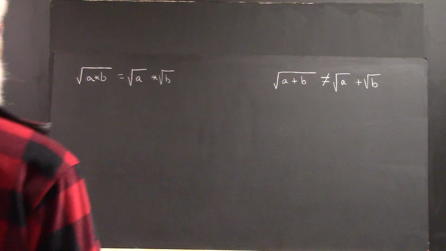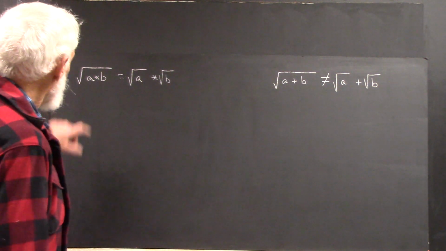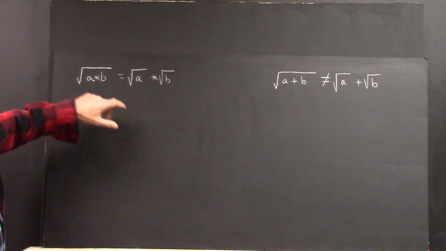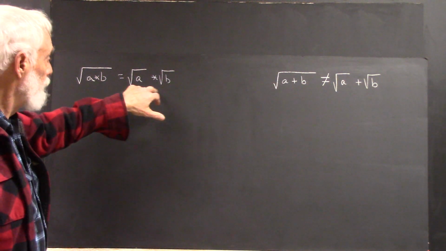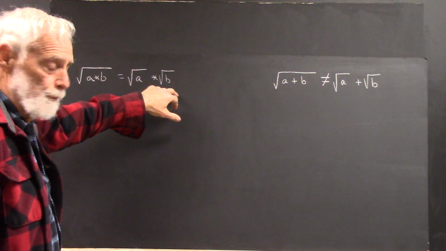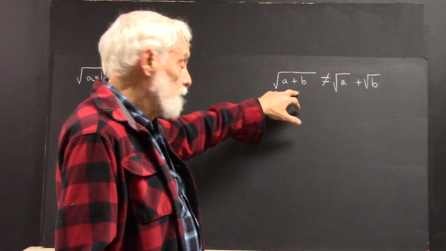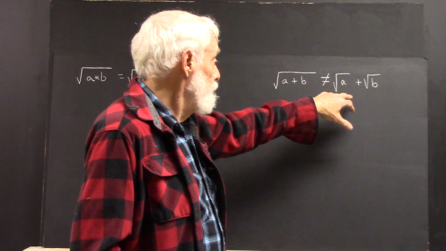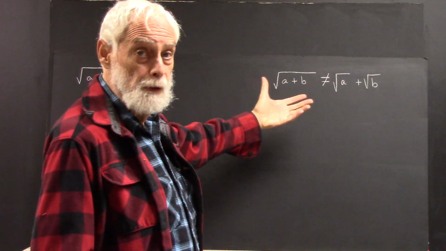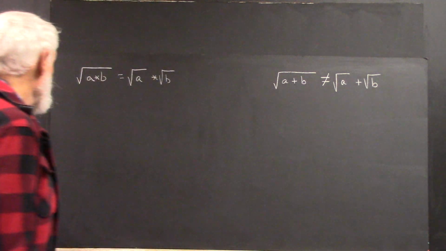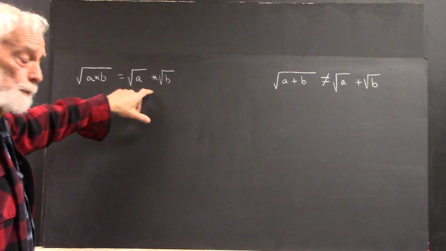A couple of words about square roots. The square root of a product of two numbers is the square root of the first times the square root of the second. However, the square root of the sum of two numbers is not equal to the sum of the square roots, unless one of the numbers happens to be 0. So I can prove this.